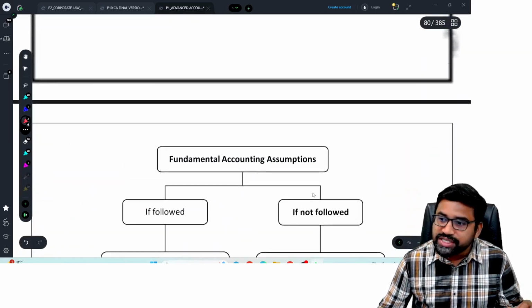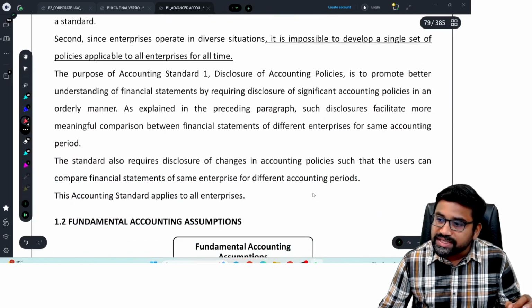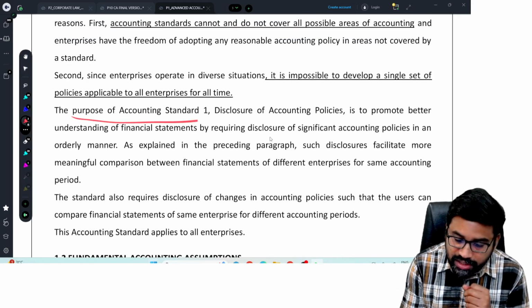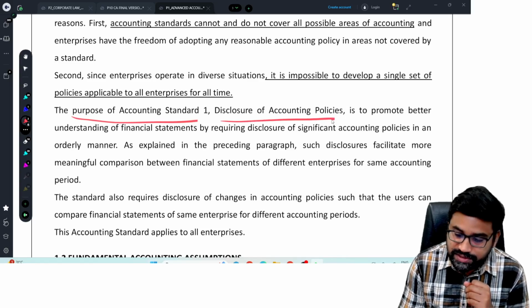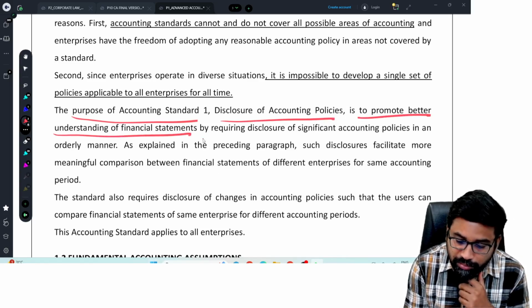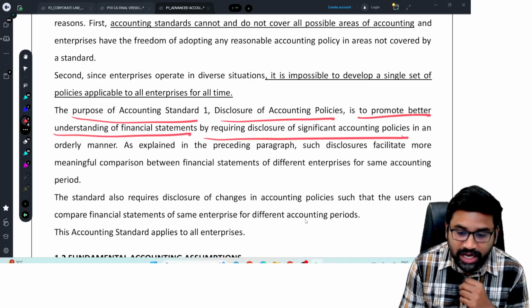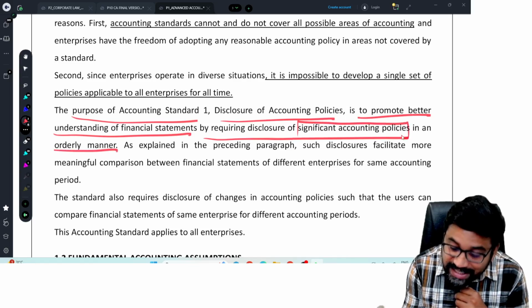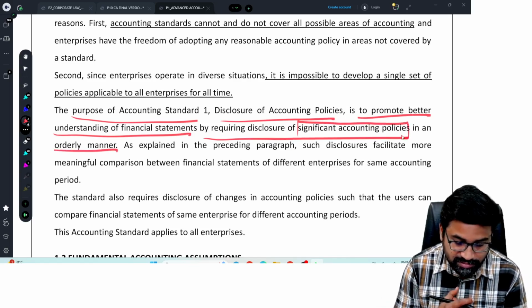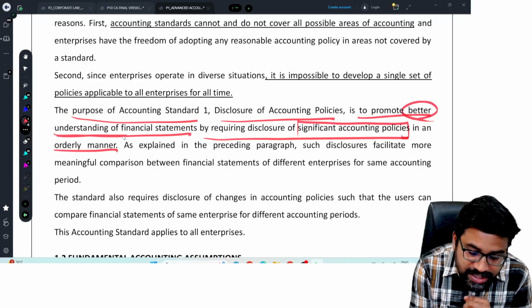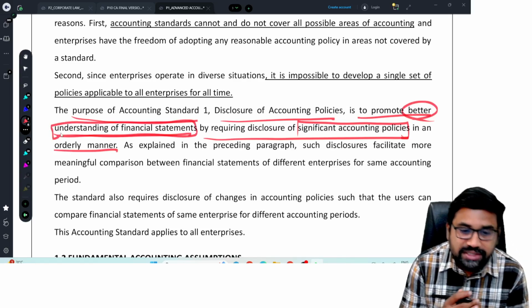Once we understood what is accounting policy, now we go to the first introduction paragraph. There they said the purpose of Accounting Standard 1, disclosure of accounting policies, is to promote better understanding of financial statements by requiring disclosure of significant accounting policies in an orderly manner. See, disclosure of which policies? Significant accounting policies.